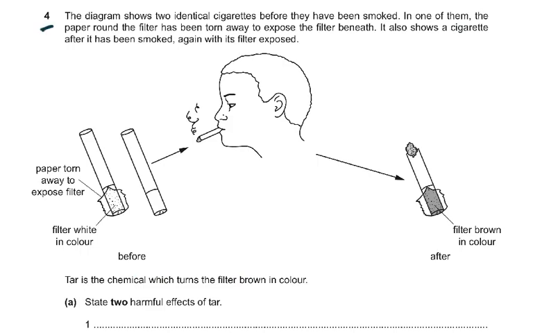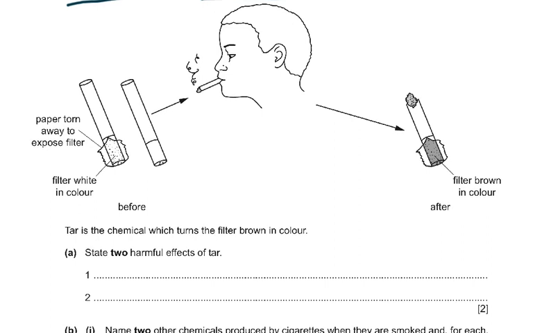Now, coming to question number 4, the diagram shows two identical cigarettes before they've been smoked. In one of them, the paper around the filter has been torn away to expose the filter beneath. It also shows a cigarette after it has been smoked, again with its filter exposed. Tar is the chemical which turns the filter brown in color. So they've shown you the paper torn away to expose the filter, white in color, and then after the person has smoked, the filter is brown in color. So this is before and this is after.